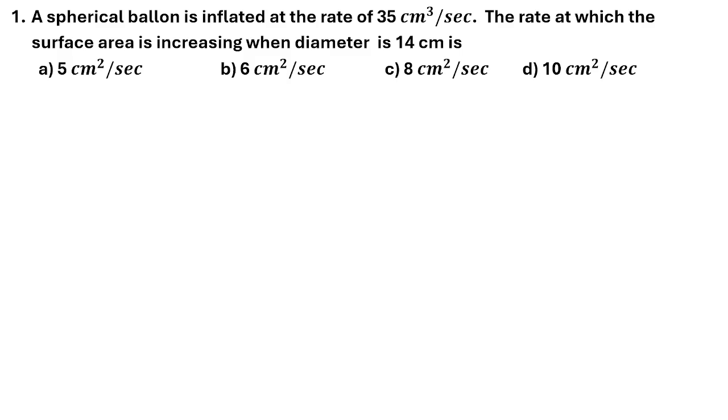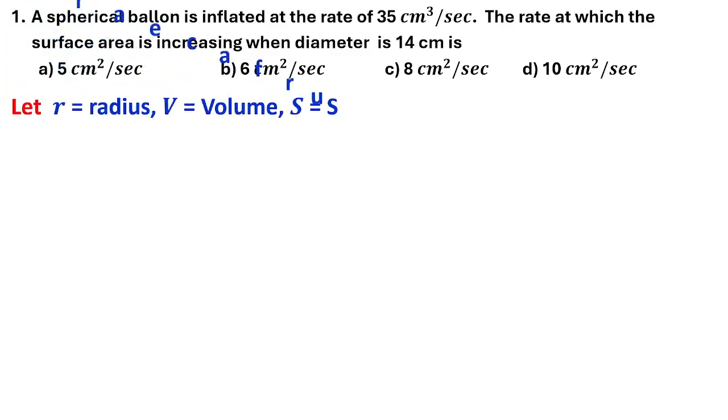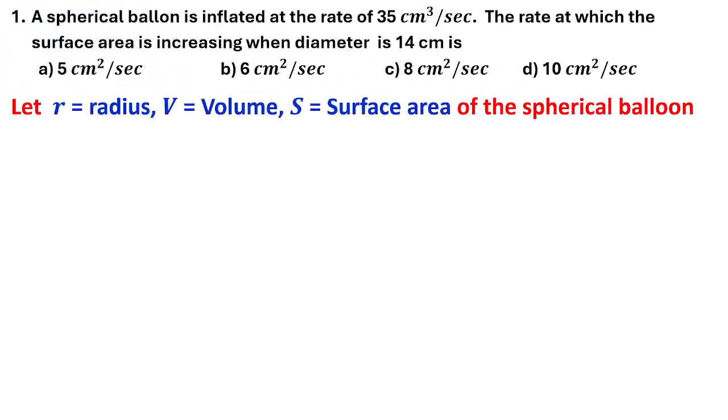A spherical balloon is inflated at the rate of 35 centimeter cube per second. The rate at which surface area is increasing. Now we have been given the rate of change of volume, 35 centimeter cube per second. Therefore, let r be the radius, V the volume, and S the surface area of the spherical balloon. Given dV by dt is equal to plus 35 because it is inflated.